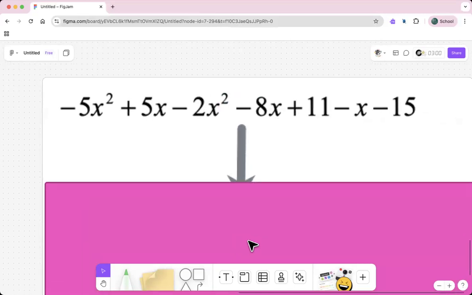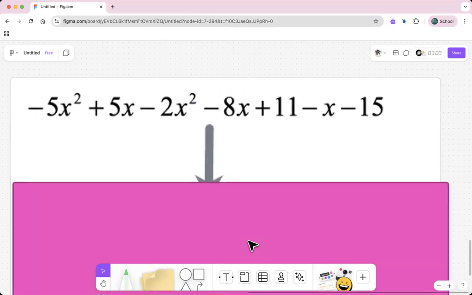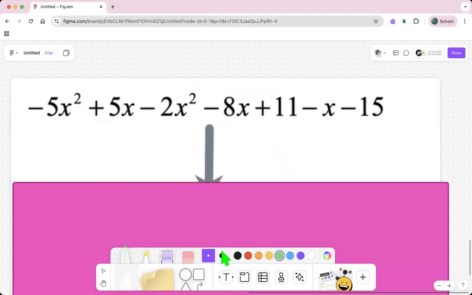Our last question for this seminar is a nice long question. Okay, I want to give you a second to copy it. And when you're doing your homework, I would go ahead and use different colors to identify like terms. So for example, I can see right away negative 5x to the power of 2. I'm going to circle that in red. And I'm looking for another term that has x to the power of 2. And notice I'm not just circling 2x to the power of 2, I'm circling negative 2x to the power of 2. Because the sign in front of the term belongs to that term.